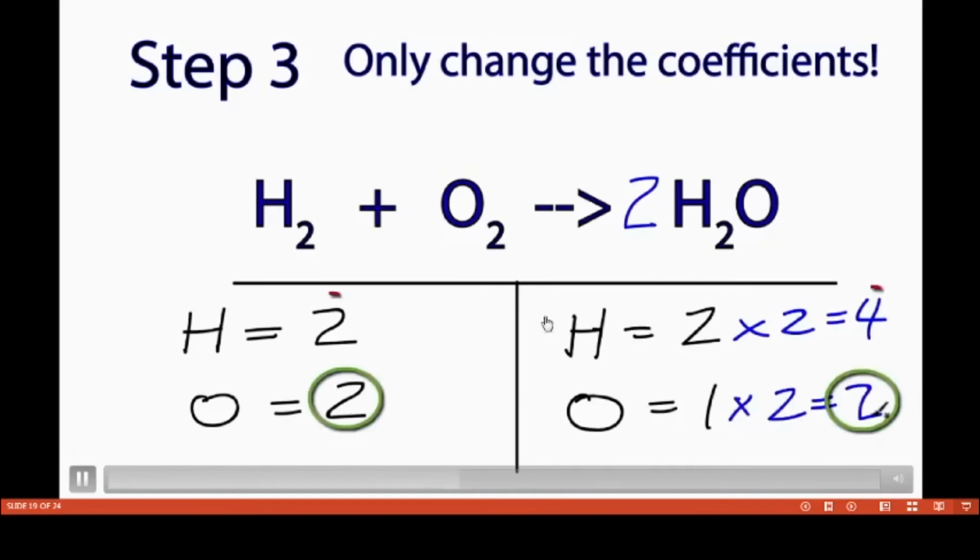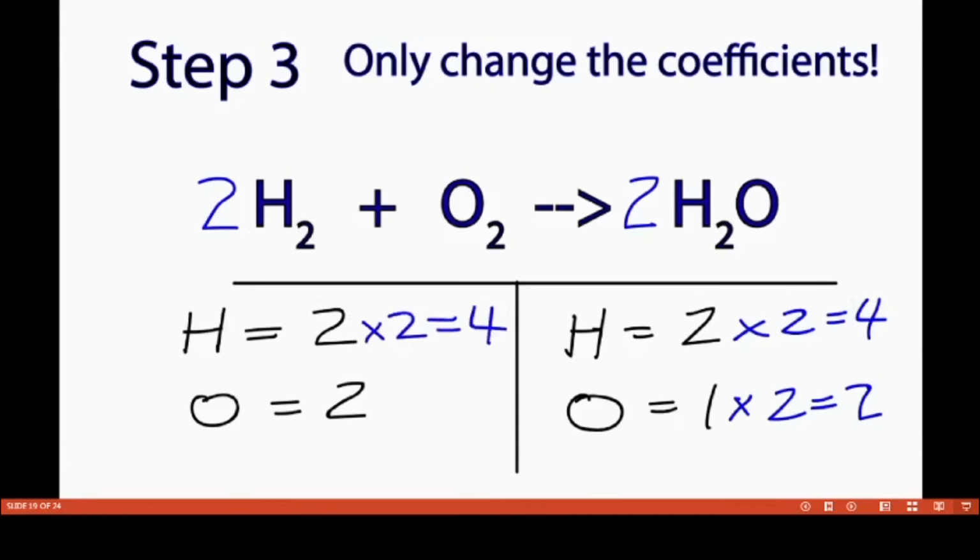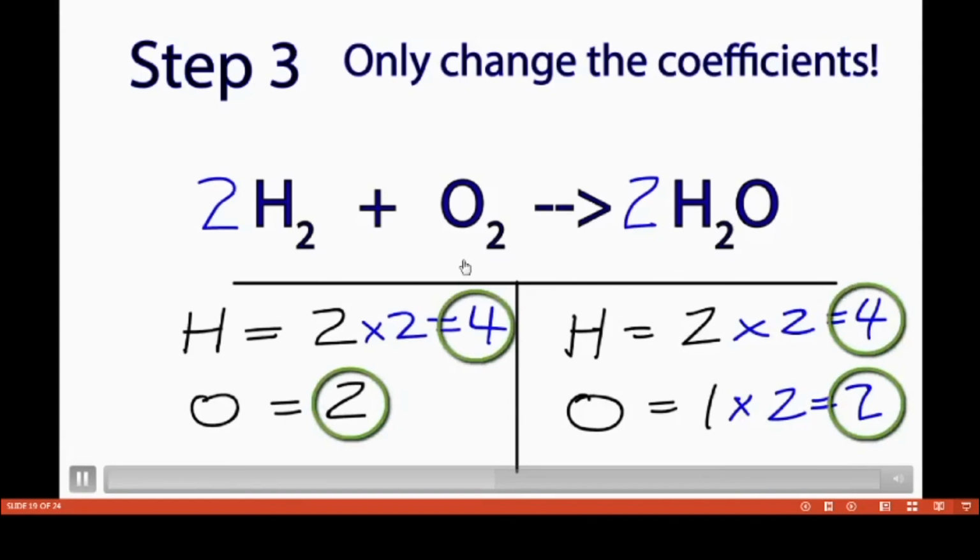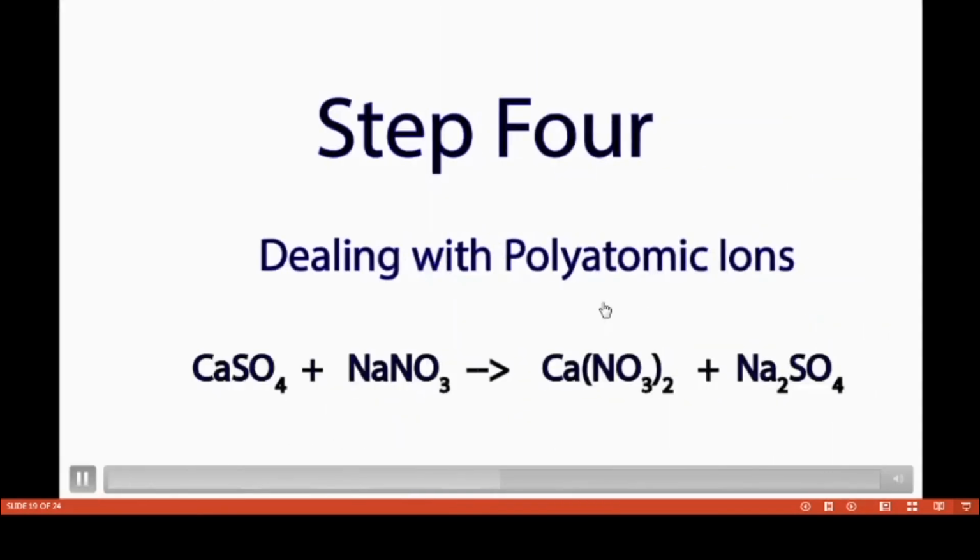Oxygen balanced. Now you have to balance hydrogen, so you add 2 here. The coefficient 2 means 2 2s are 4. So you change only the coefficients. Now hydrogen and oxygen are balanced. This is step number 3.